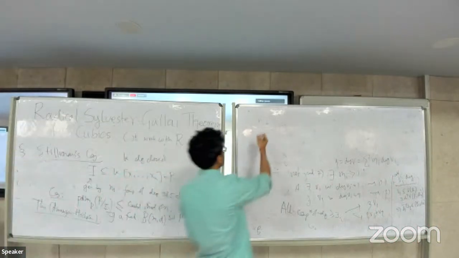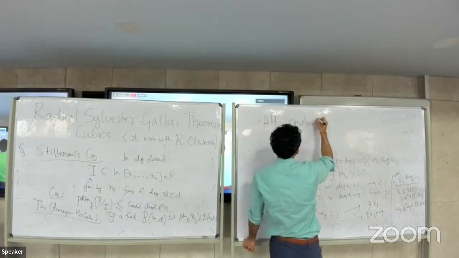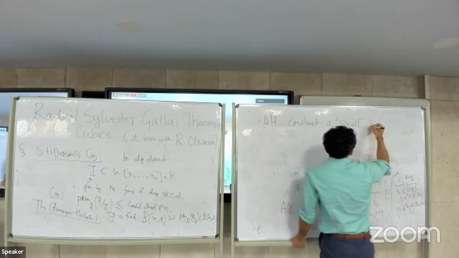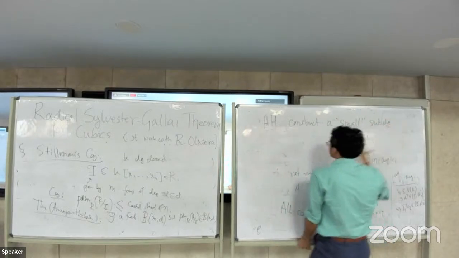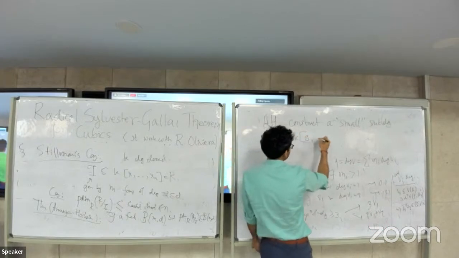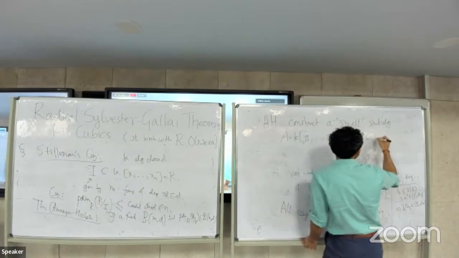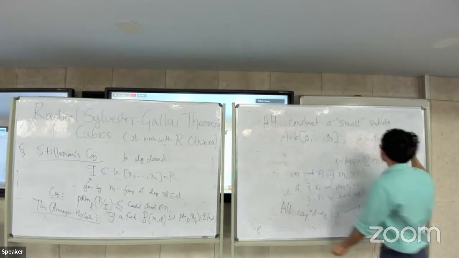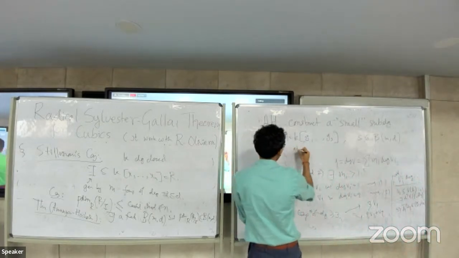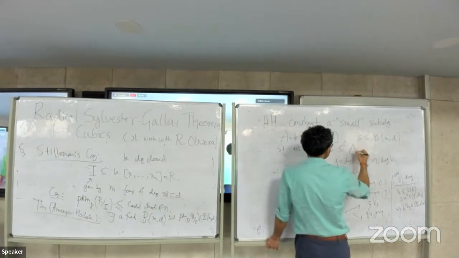Okay, so I'll just say that Anand and Hofstede construct a small subalgebra A, generated by some polynomials G1 up to Gs, where the number of generators is less than or equal to D M P, such that all generators of I are contained inside this subalgebra.